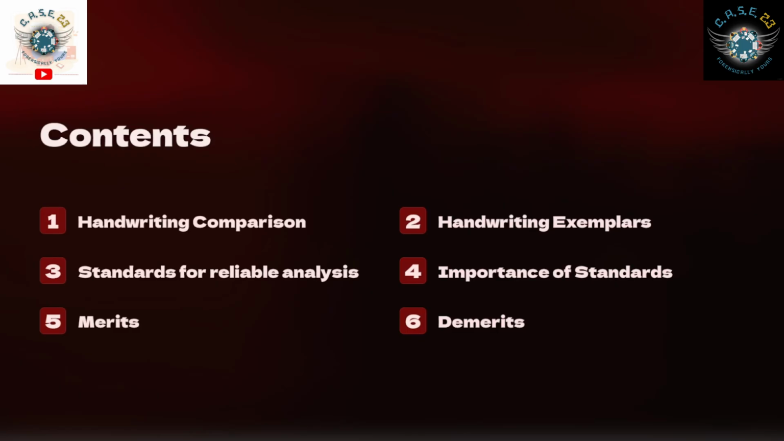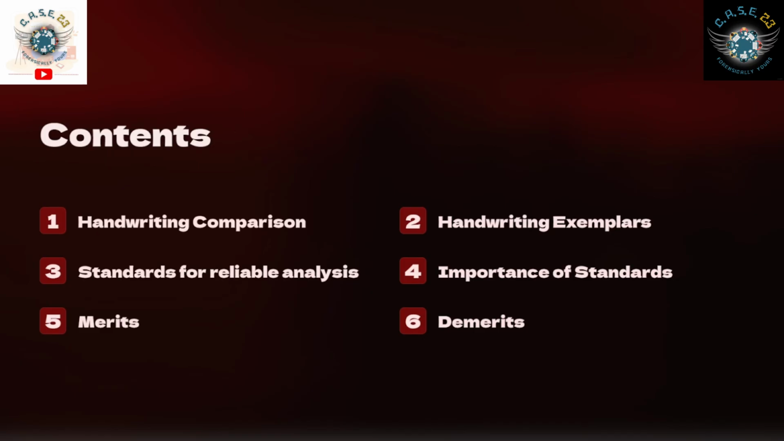Okay, then coming to the next topic, we will talk about handwriting exemplars. Handwriting exemplars are nothing but the writing samples that experts use to match and compare. Then after that we'll look at the standards of reliable analysis. Now there are some standards that need to be followed because forensic science is all about following proper methods.